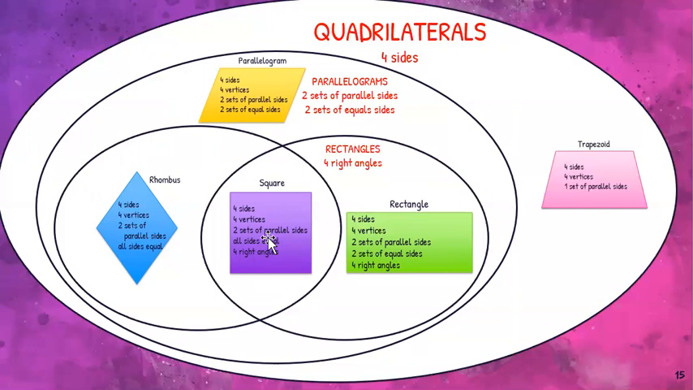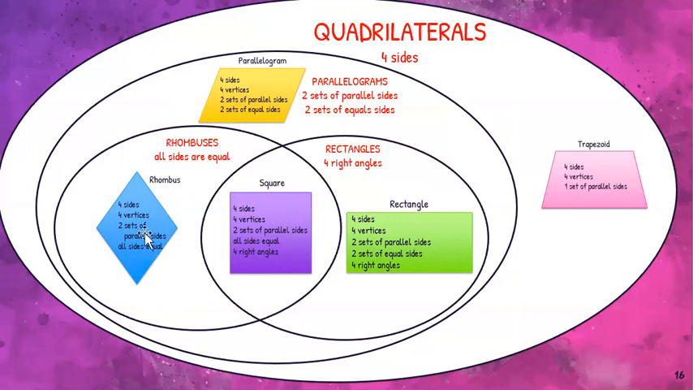Can I call it squares? Well, let's see. To be a square, you have to have 4 sides and 4 vertices. The rhombus has that. You have to have 2 sets of parallel sides. The rhombus has that. All sides equal. The rhombus has that. But you also have to have 4 right angles. The rhombus does not have that. So this group has to be called my rhombus group, because the square has all the same attributes as a rhombus, but the rhombus does not have the same attributes as a square. It's a group of rhombuses.